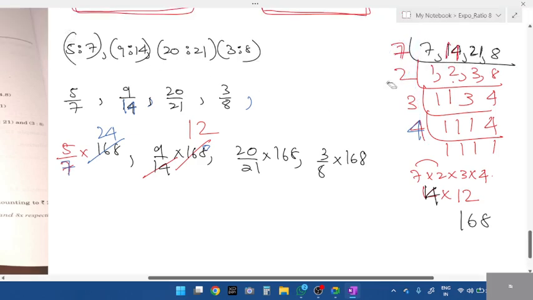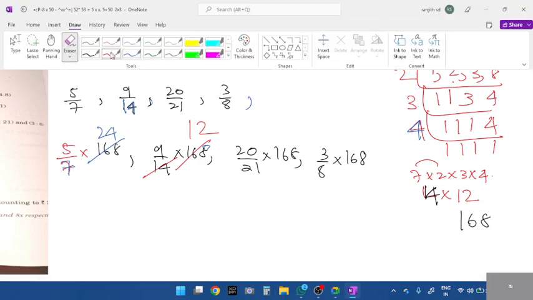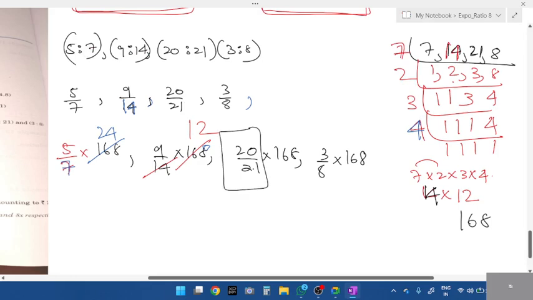Respond. Is it reducing by 7? Next, tell me the next one. What's the next denominator we have? Tell me the next. 21. Which combination gives 21 in this? Except 7 and 3, what are the other numbers left? Then how many times 21 goes in 168?